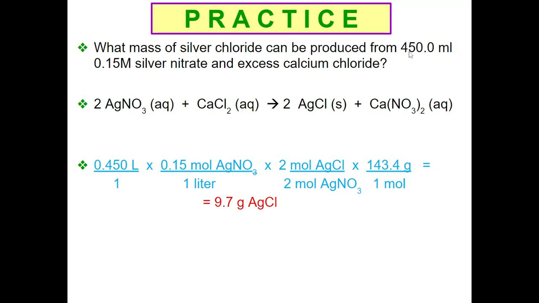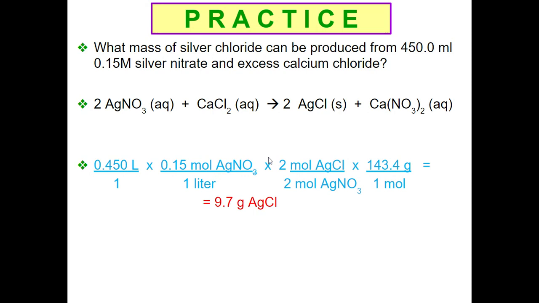Start with our volume. Remember, our volume needs to be in liters, so we divide this number by 1,000 and get 0.450 liters. Put that over 1, and this is of AgNO3. Get rid of liters and go to moles by using the molarity. Molarity was 0.15 moles per liter, so that's why 0.15 moles per liter. But I don't want moles of silver nitrate, so that's going to go on the bottom of my next line. But I'm converting moles of silver nitrate into moles of silver chloride.